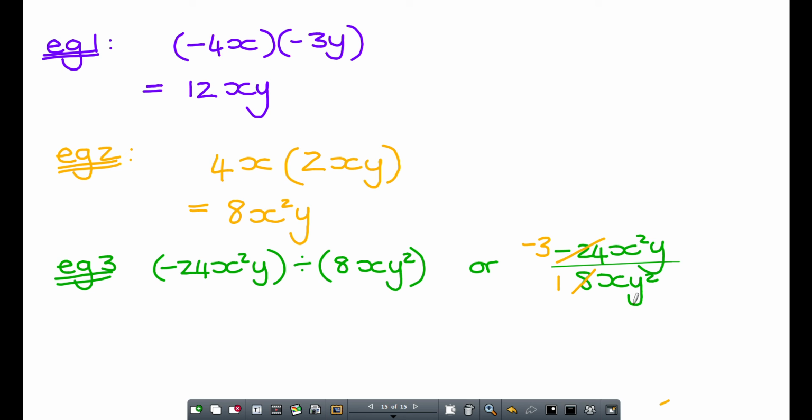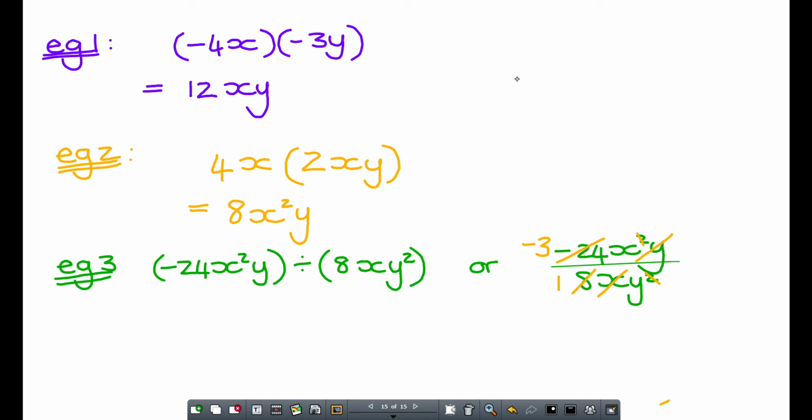Then look at the x's, and you can only take the lowest exponent. At the bottom, I've got x, meaning x to the power of 1. At the top, I've got x to the power of 2. So I can't take x to the power of 2 both at the top and the bottom because I won't have enough at the bottom. So I can only take the lowest exponent, x to the power of 1. If I take an x at the bottom, I can take 1 at the top, which means there would only be 1 left there. Now let's look at the y's. At the top y, and at the bottom, y to the power of 2. So I can take a y, which means at the bottom, I will have y left.